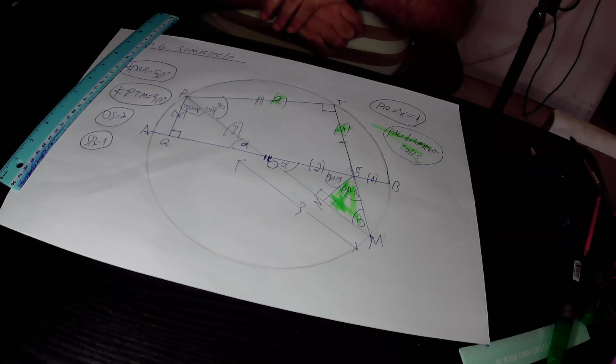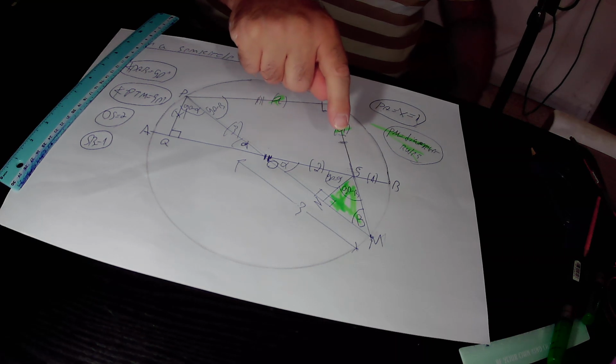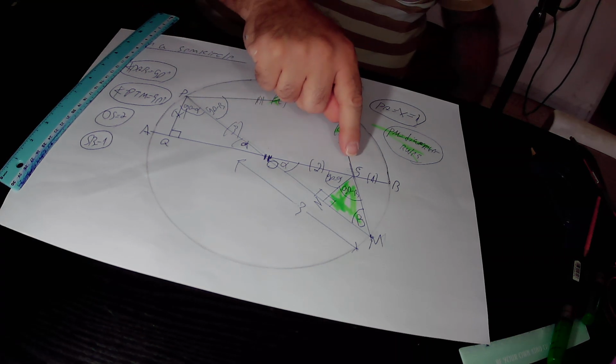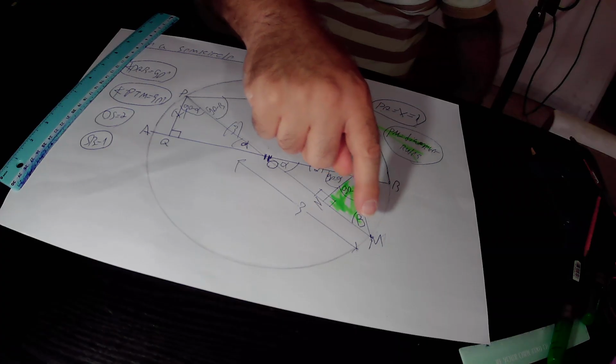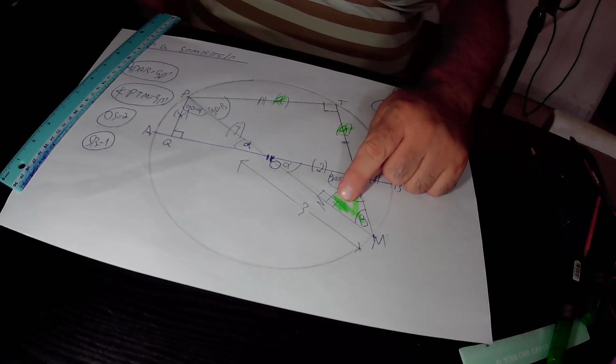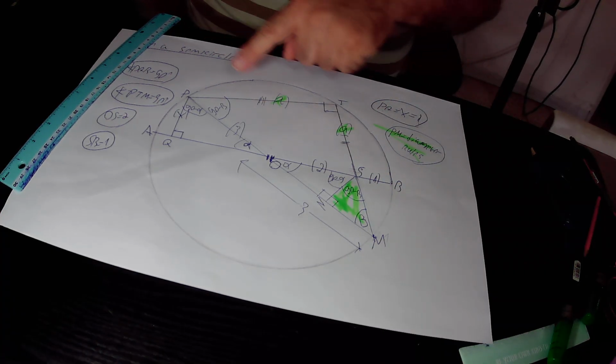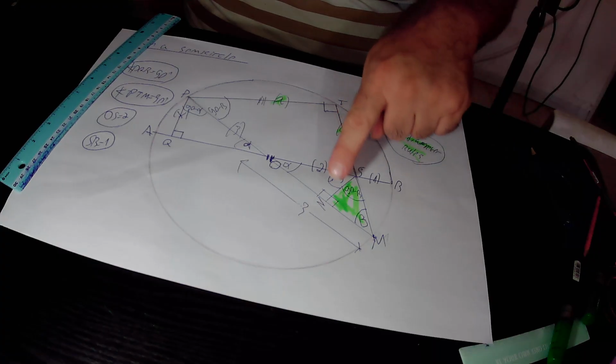In the next step we did a construction, that is to say, from this point S we draw a perpendicular on the diameter PM. So this angle equals 90 degrees, and this angle also equals 90 degrees according to our construction. We define the point where the perpendicular from point S meets the diameter PM. This point is point N.